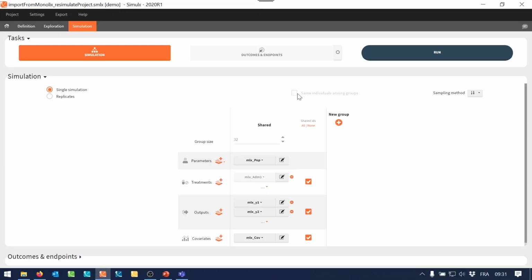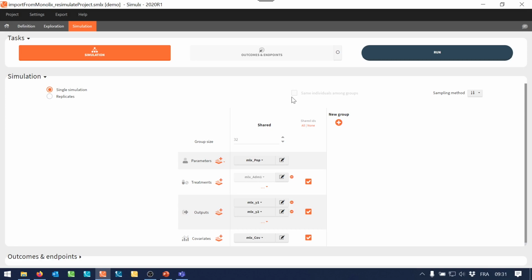Hello everyone! Have you already noticed the box Same Individuals Among Groups in Simulx? This week I will show you when it becomes useful and how it will impact your simulation. Right now you see that the option is grayed out, meaning that in my project the option is not relevant.